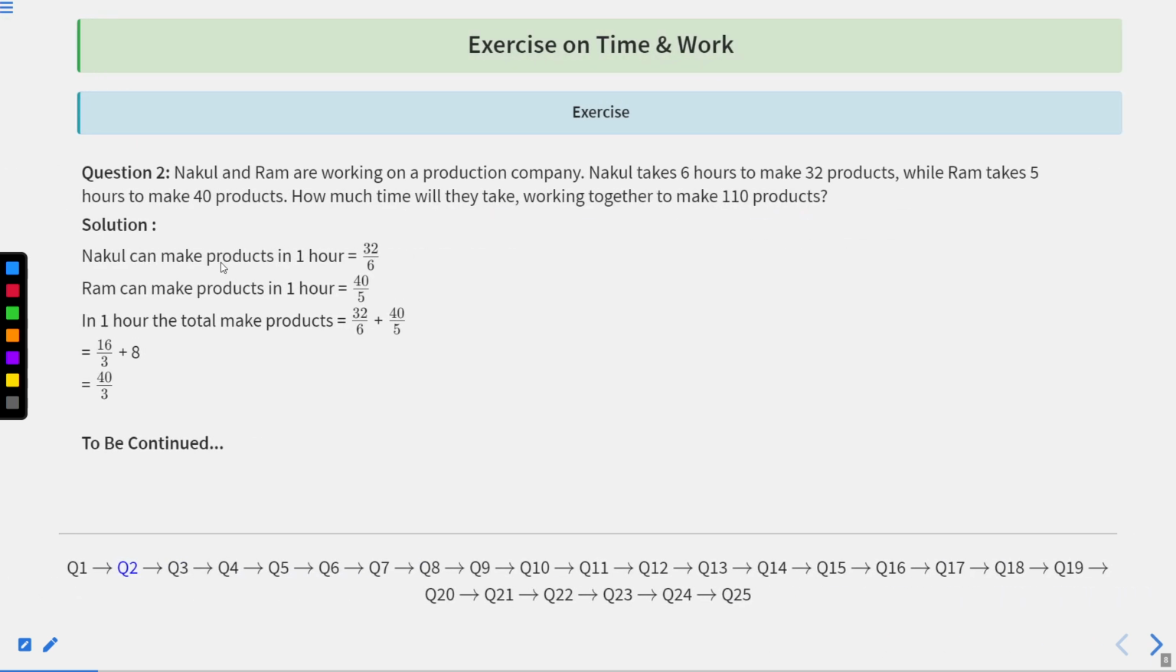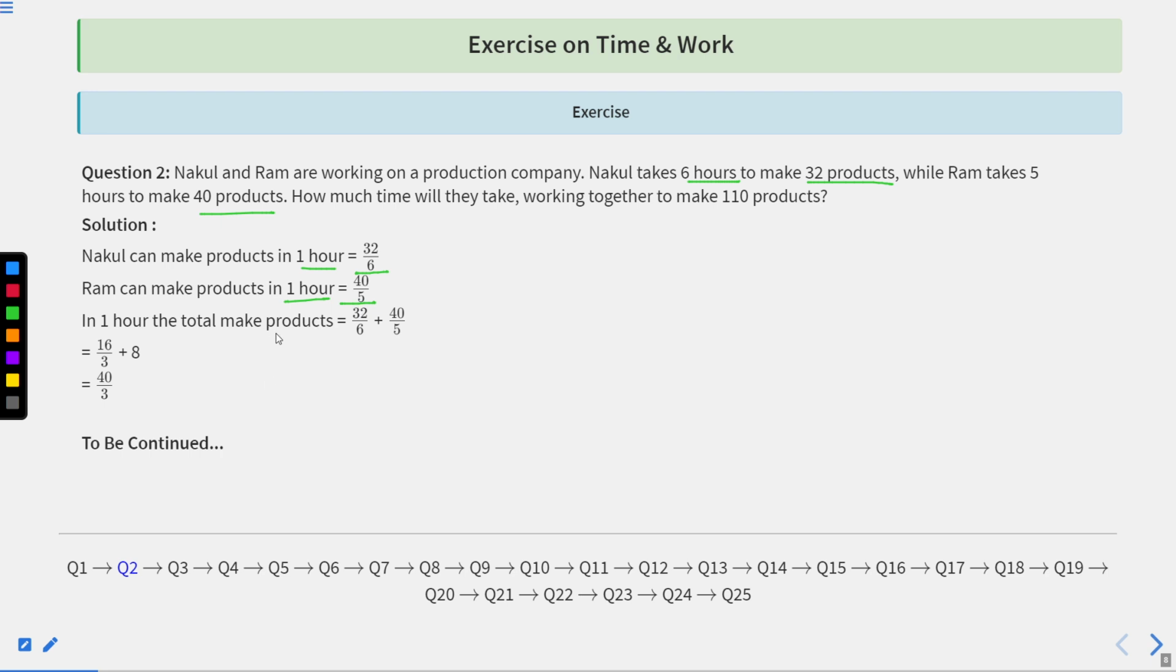So Nakul can make products in 1 hour. It is given that Nakul can make 32 products in 6 hours. That means the products made by him in 1 hour will be 32 upon 6. Similarly, Ram makes 40 products in 5 hours. Then the products made by him in 1 hour will be 40 upon 5.